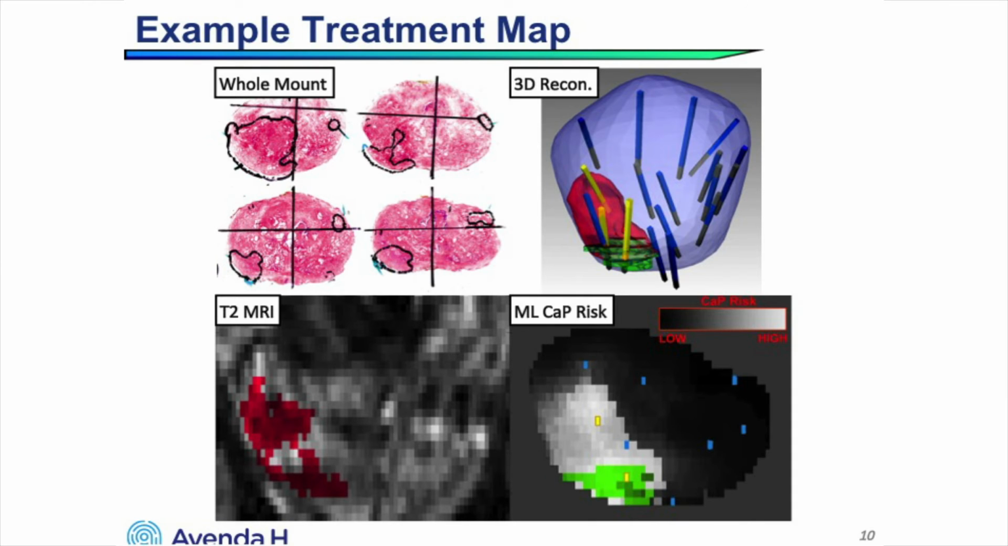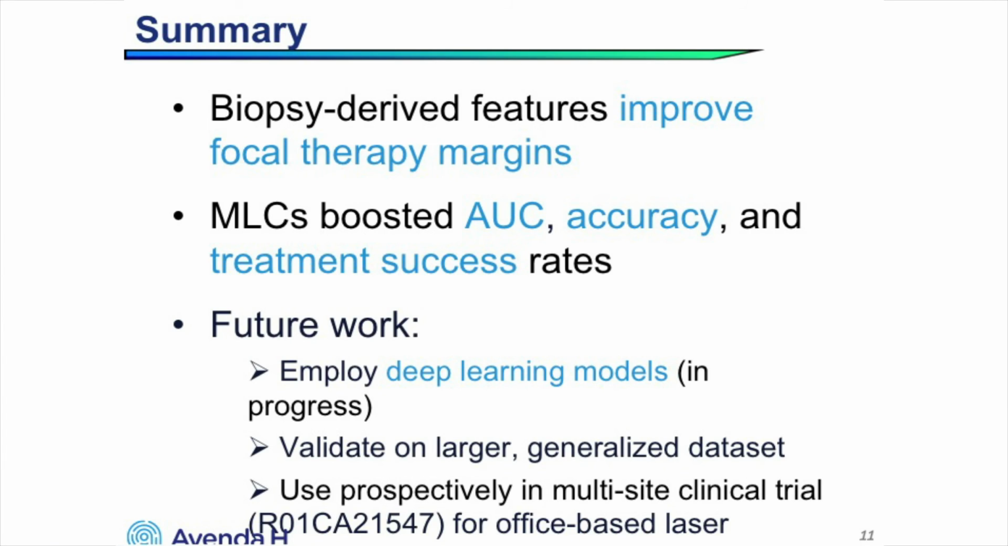Here's an example. The whole mount slides are in the upper left, and you can see a large, clinically significant tumor in the lower left quadrant of those whole mount slides. And when reconstructed, it looks like what's seen in the upper right, wherein the actual tumor extent was far beyond through plane relative to the original MRI segmented target. But that extension was picked up on targeted biopsy. You can see those yellow cores there that intersected it. And so because of that pattern of negative and positive biopsies, our machine learning classifier was able to generate the cancer risk map seen in the lower right image, wherein we predicted very accurately where the cancer was likely to be. And if you use that as the basis for making a treatment margin, you can successfully destroy all the cancer while sparing the majority of healthy tissue.